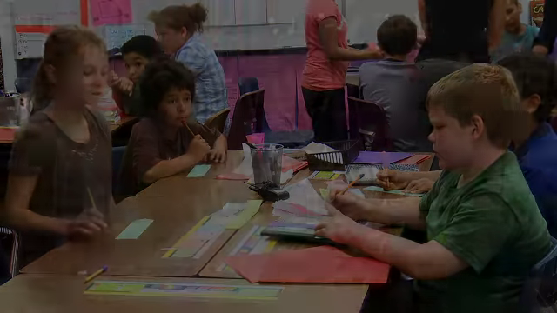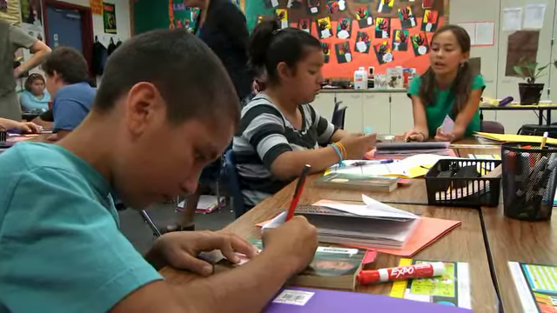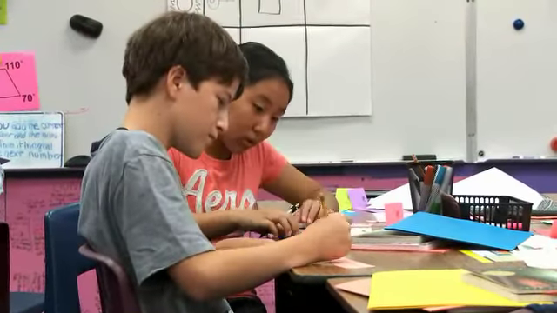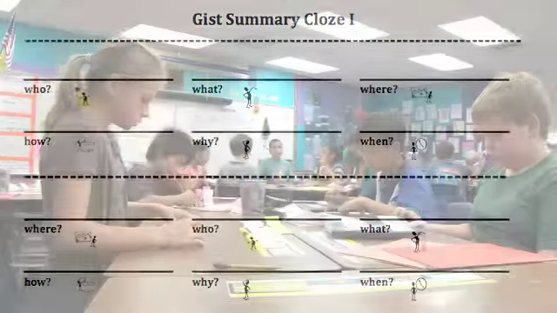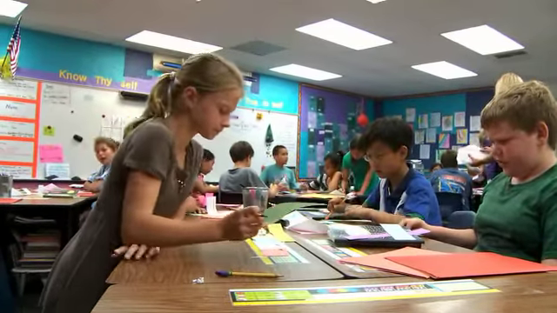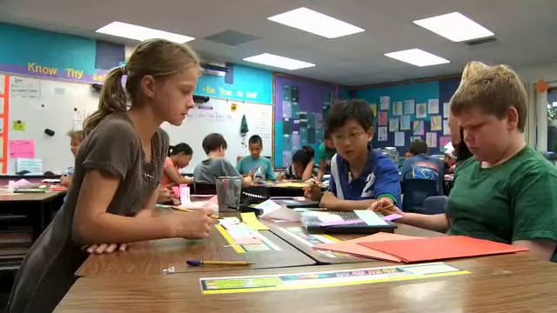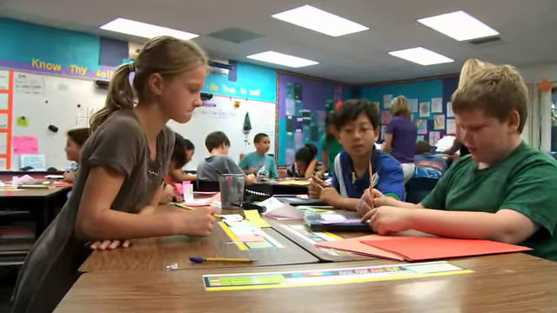Following practice with language patterns, students transfer their learning by writing on the gist summary cloze strips. Tree Ear, it doesn't seem like it should be set up this way. Why is who right after why?